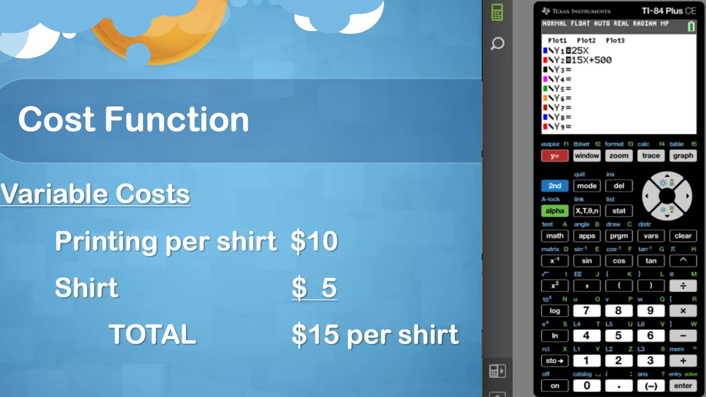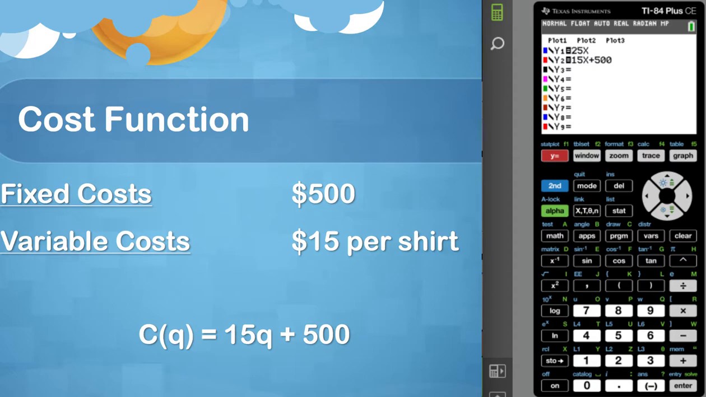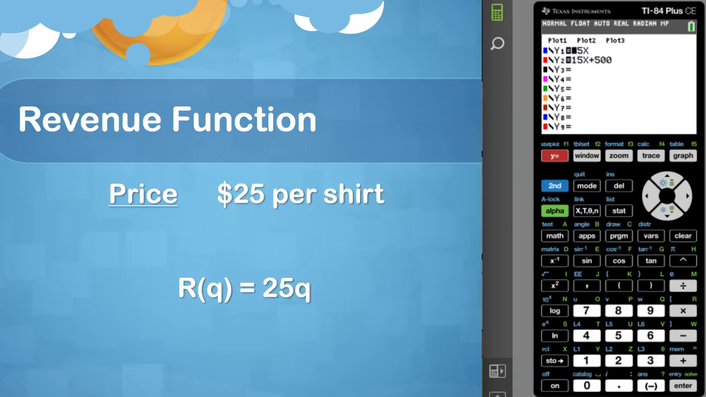For variable cost, we have the $5 for the shirt and then the $10 for the printing supplies. So that's a total variable cost of $15 per shirt. If we put these two together, both the fixed cost and the variable cost, we come up with a cost function of 15Q plus 500. If we look at the revenue, if we price the shirt at $25 per shirt, then the revenue, price times quantity, would be 25 times Q.